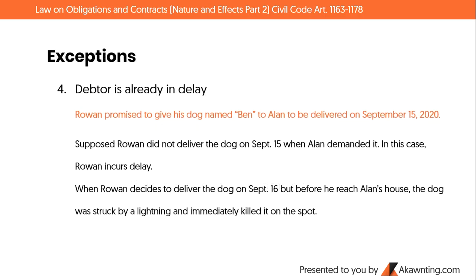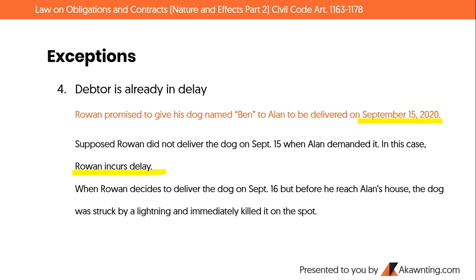Debtor is already in delay. So, let's take, for example, yung dating example natin sa delay. So, Roel promised to give his dog named Ben to Alan to be delivered on September 15, 2020. So, suppose Roel did not deliver the dog on September 15 when Alan demanded it. In this case, Roel incurs delay. Okay? So, si Roel, in delay na siya officially.